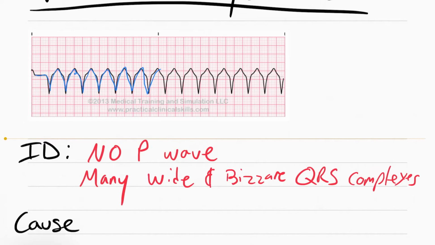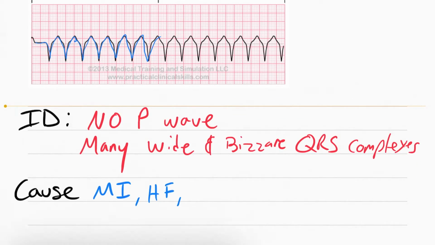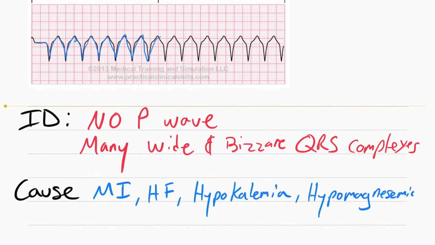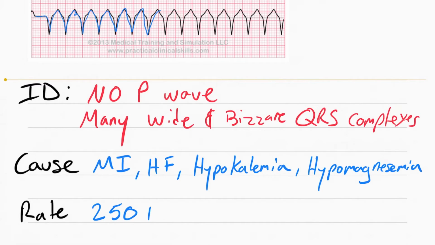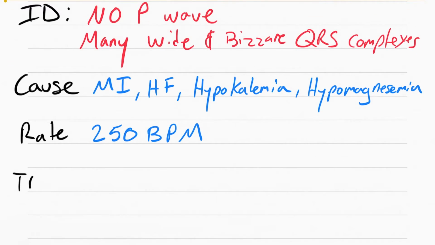Now what causes VTAC is heart damage, just like every other dysrhythmia. MIs, heart failure, hypokalemia, or hypomagnesemia. The rate can be as high as 200 beats per minute, and this can affect cardiac output.